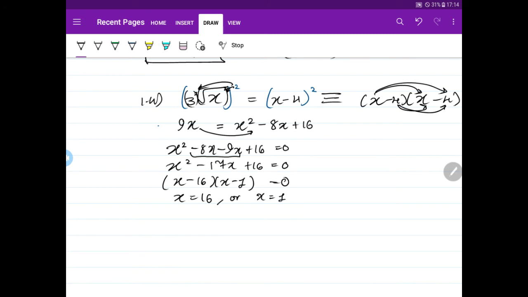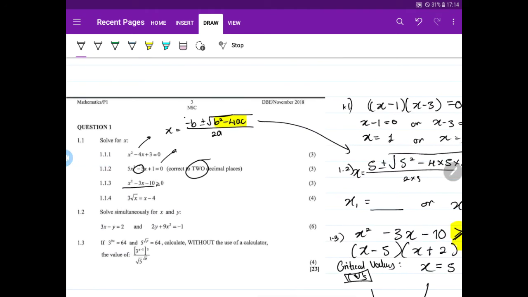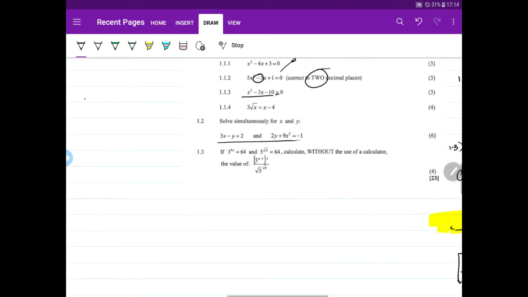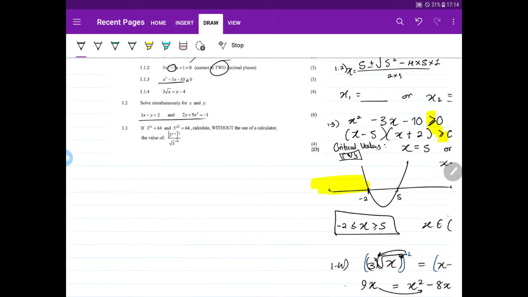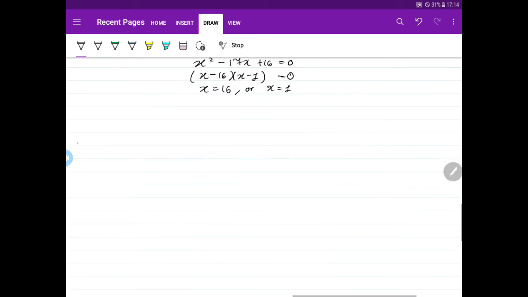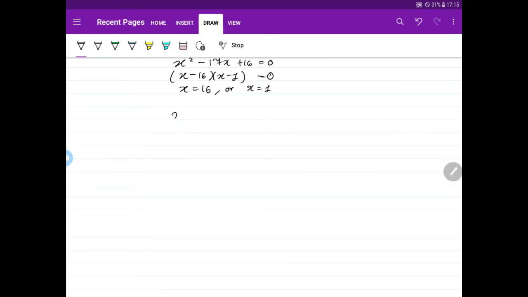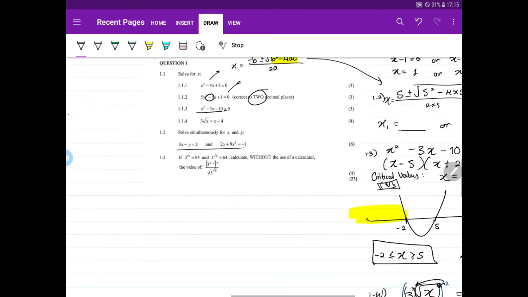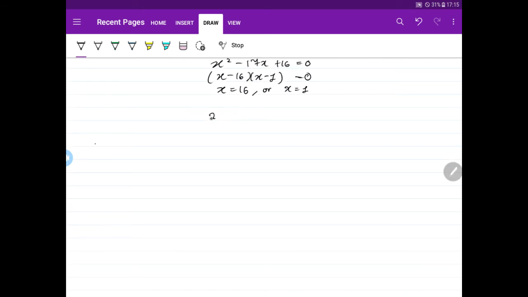Now, let's go on to 1.5, or is there 1.2 already? 1.2 already. Damn it, we ran out of equations. Okay, this is a simultaneous case. Simultaneous, this one is a pretty standard one, not on steroids or anything. What was it? 3x minus y equals 2. 3x minus y is equal to 2, that's our equation 1.